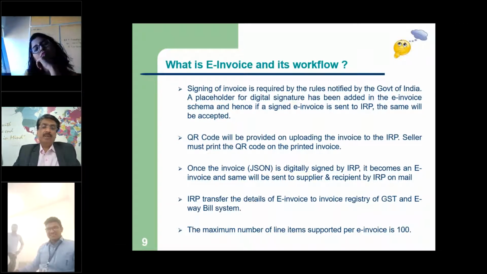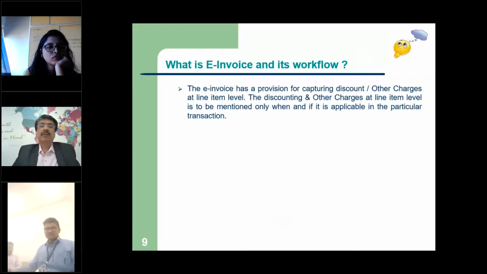We need to understand that the maximum number of line items supported per invoice is 100. So if you have, say, 100 products, up to 100 products can be mentioned on the e-invoice. If there are more than 100 line items being sold in one invoice, then the maximum number of line items would be restricted to 100. So that needs to be kept in mind.